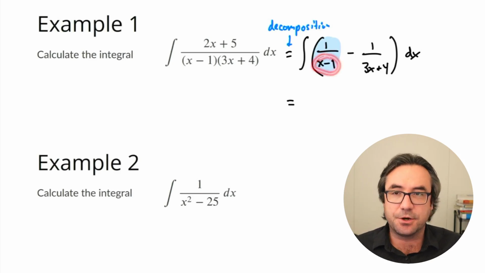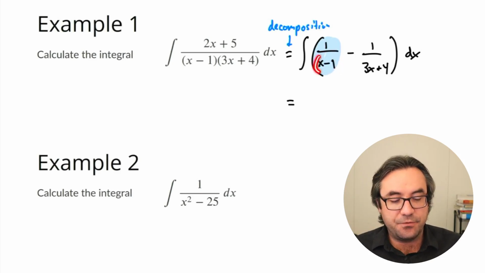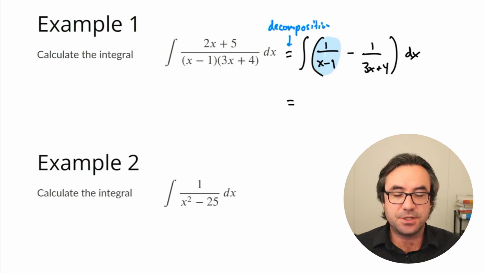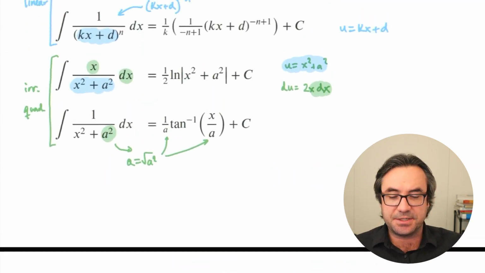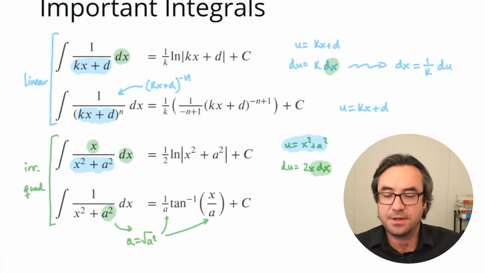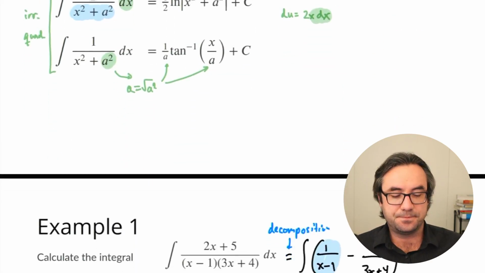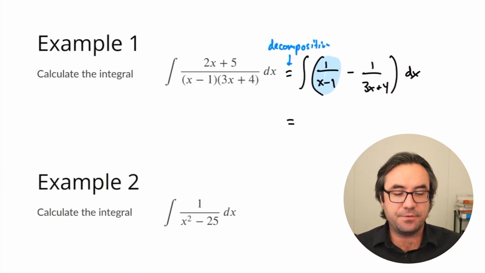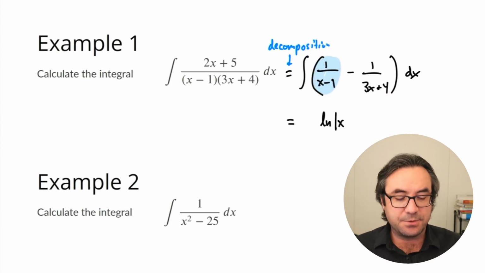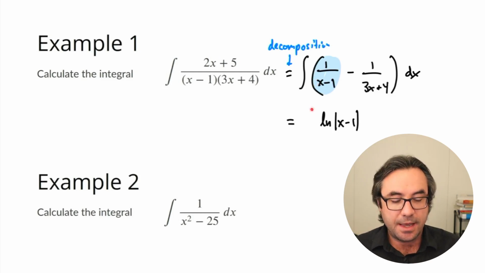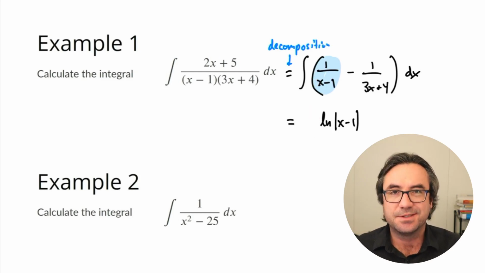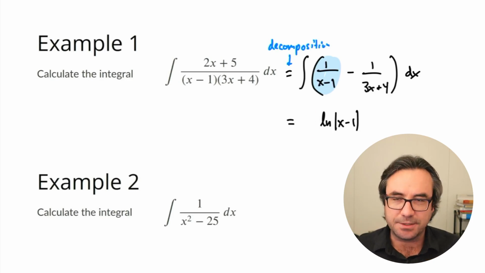So this is a linear term, and there's no visible exponent on this. So actually both of these are the first case here, this 1 over kx plus d. So our antiderivative of this first fraction is going to be the natural log of absolute value x minus 1. And then we take the constant that's in front of the x, which in this case is just 1, and we flip it and put it in front. So 1 over 1, which we won't write.